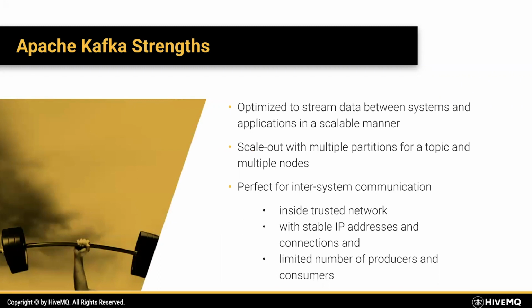The strengths of Apache Kafka: it's optimized to stream data between systems and applications, and it's extremely scalable. To make it clear, with neither an application like HiveMQ nor with Apache Kafka are you expected to run into any performance problems, because Kafka is also really designed for scale. And it's really perfect for inter-system communication inside a trusted network with stable IP addresses and connections.